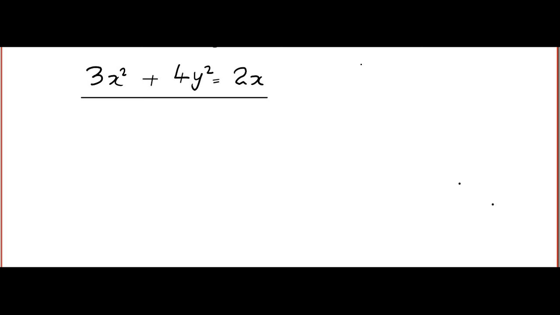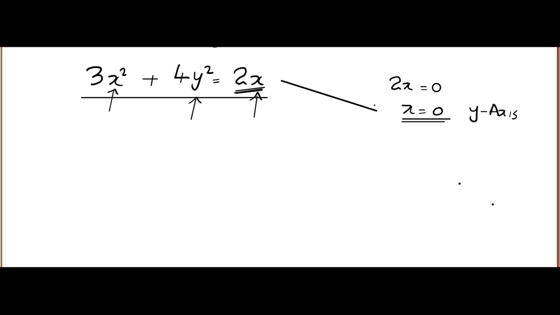My question is, is the x-axis or y-axis the tangent at the origin? So how do you find the tangent at the origin? Very simple. You find the lowest degree terms in x and y. Degree 2, degree 2, degree 1. So the lowest degree term will be 2x. Equate it to 0 and simplify. What is x equal to 0? The y-axis. So it is clear that our curve has the y-axis as tangent.